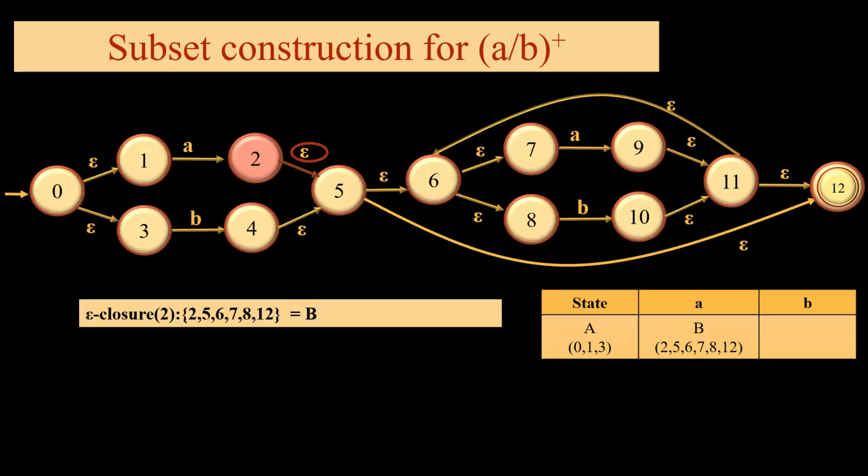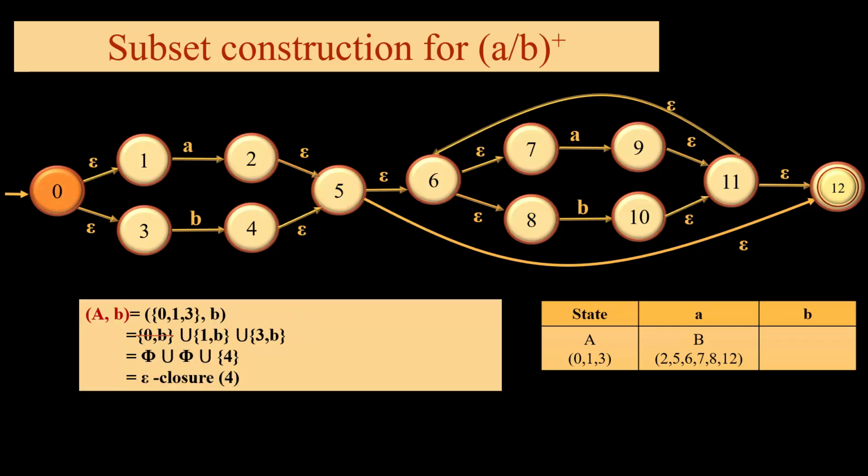State 2 will itself be included. From 2 we move to 5, from 5 we move to 6 and 12 on epsilon move. Then from 6 we move to 7 and 8 on epsilon move. So E-closure of 2 will include 2, 5, 6, 7, 8 and 12. So we have a new set which is not the same as the earlier set, which was 0, 1, 3. We name this set as capital B and we add the value in the table: A comma small a is B.